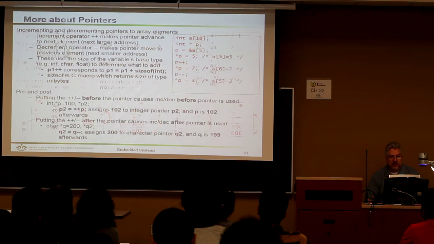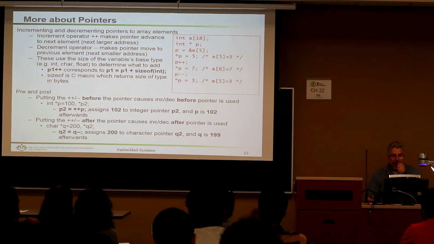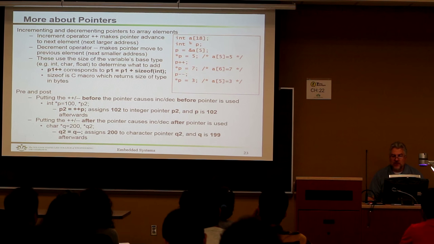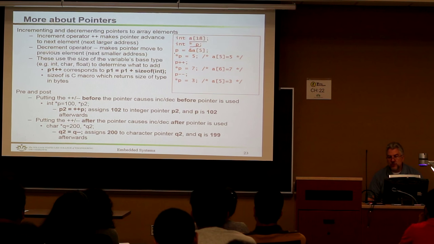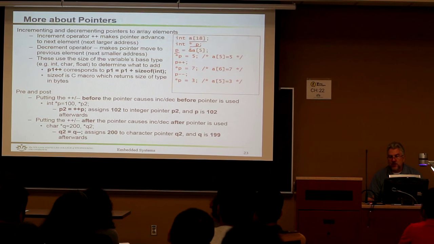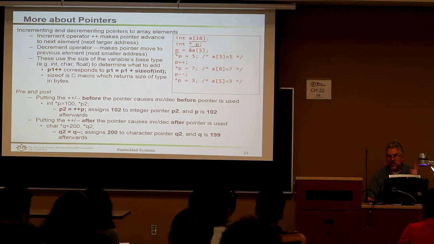Let's look at another example. In this case, A is defined as an array of integers. This will be the pointer for an integer, and at this point we are pointing to which element of A? The sixth element of A. 0, 1, 2, 3, 4, 5. The sixth element of A.